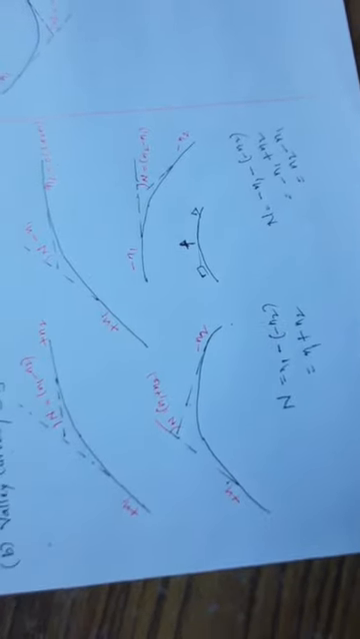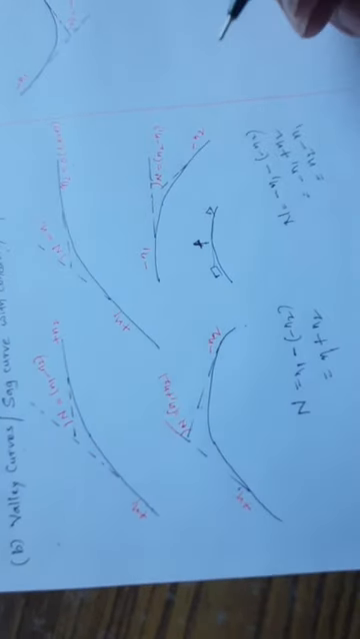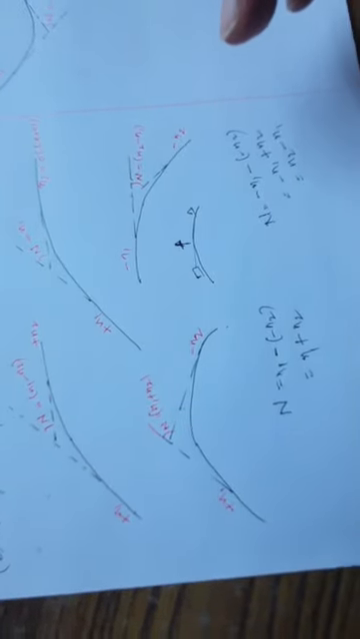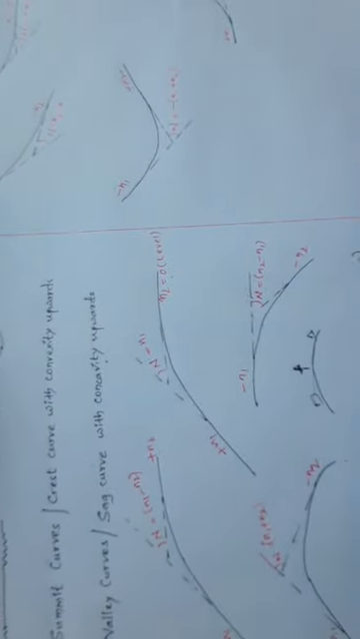Okay, and to calculate the length of the summit curves, we always calculate based on the length of the curve, whether it is greater than stopping sight distance, less than stopping sight distance, or greater than overtaking sight distance, or less than overtaking sight distance. So this is all about the summit curves.